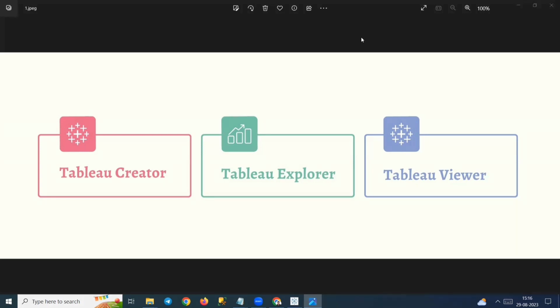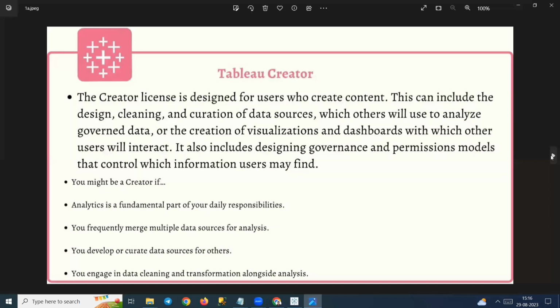For every deployment, we require at least one creator license. And in Tableau, we have three different types of licenses for enterprise level. So coming to creator license, this license is required for a system administrator or a server administrator who is going to design, clean and curate the data sources with others who will analyze and govern the data. So for this Tableau creator license, we are going to get Tableau server or Tableau cloud access, and along with that we are going to get Tableau Prep and Tableau Desktop.